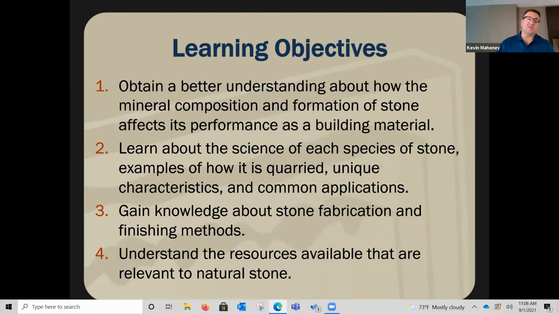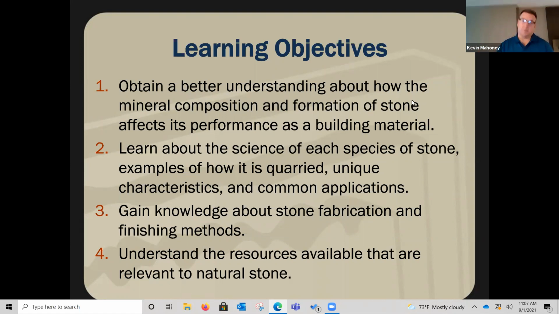So we're going to the learning objectives. We're going to obtain a better understanding of how the mineral composition and formation of stone allows us to work with those stones in different environments. We're going to learn about the science of each species of stone, how it's quarried. We're going to look at some quarries, different types of quarries. That's going to be indicative of sometimes the cost of the stone, how we get it, where we get it from, how it's mined or quarried.